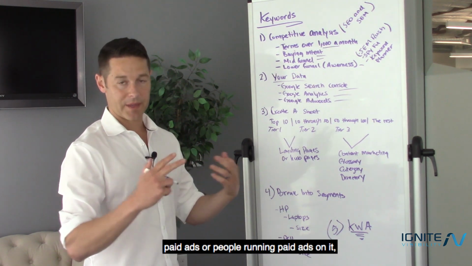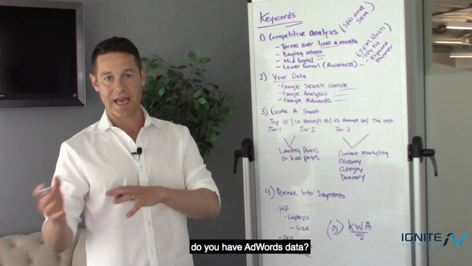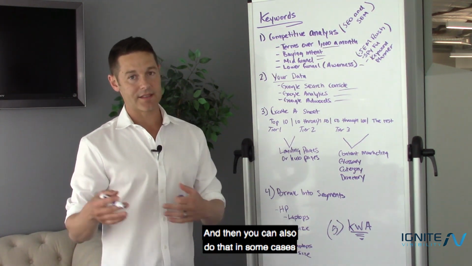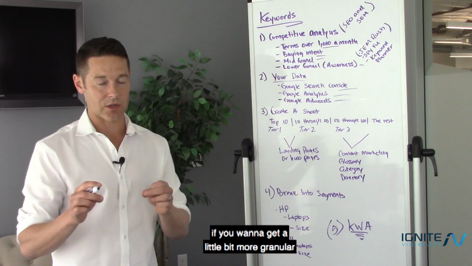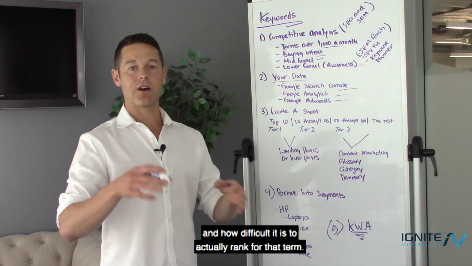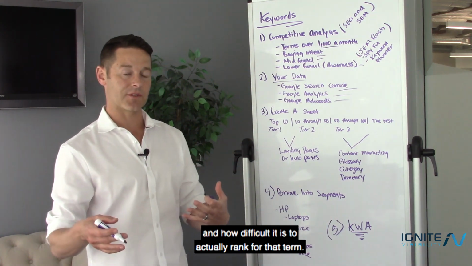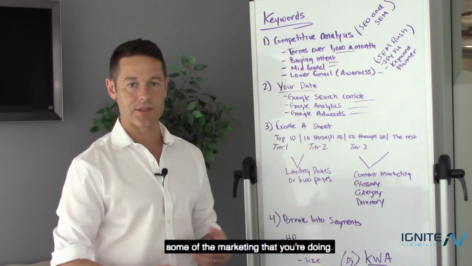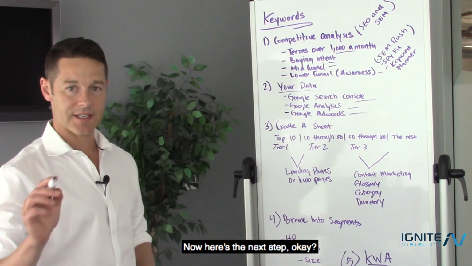So, you know, paid ads or people running paid ads on it. Do you have AdWords data? You know it's high converting. And then you can also do that in some cases if you want to get a little bit more granular based off of how competitive it is and how difficult it is to actually rank for that term. Because if it's less difficult, you might want to kind of work that into some of the marketing that you're doing.